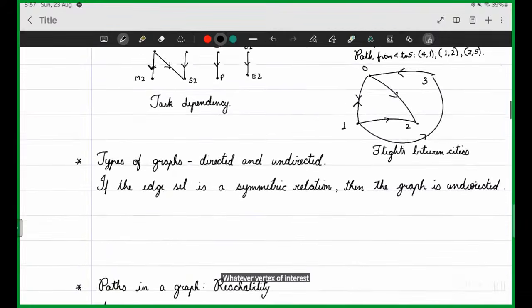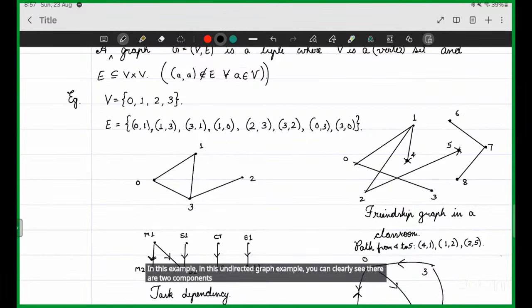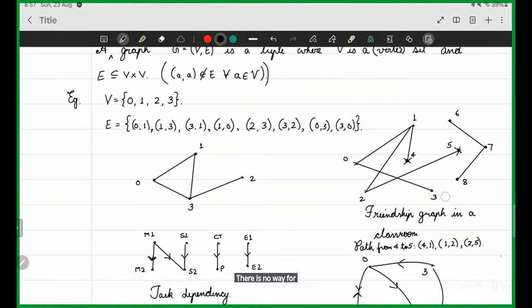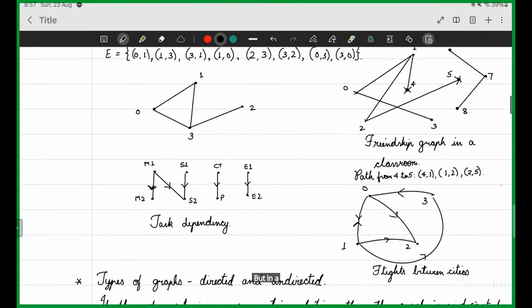In this undirected graph example, you can clearly see there are two components. Each of them is connected. So if I pick a vertex from here, you cannot reach the other component, right? If I start with, let's say, vertex 3, there is no way for me to go to 6, 7, or 8. And you can always reach any vertex from 0, 1, 2, 4, 5. But in a directed graph, it is more interesting.